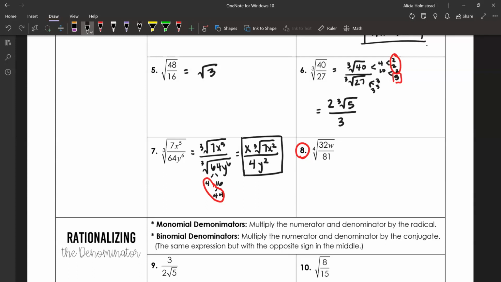Again, you would have to break this one into the pieces. Your final answer is going to be 2/4 root of 2w over 3.